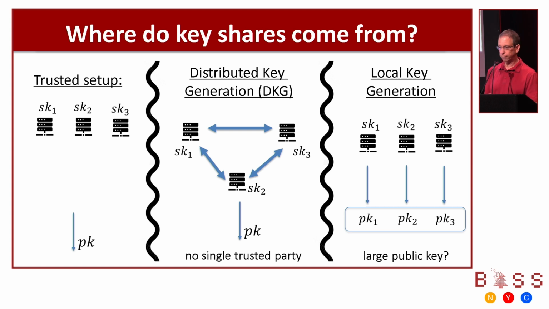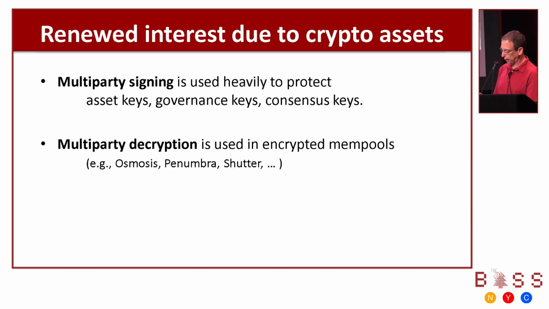All right, so far so good. What I want to do next is talk a little bit about the fact that multi-party cryptography is actually quite useful. Again, many of you know that multi-party signing is used to protect asset keys on a blockchain. It's used for governance keys. It's used for consensus keys and so on. So very, very heavily used.